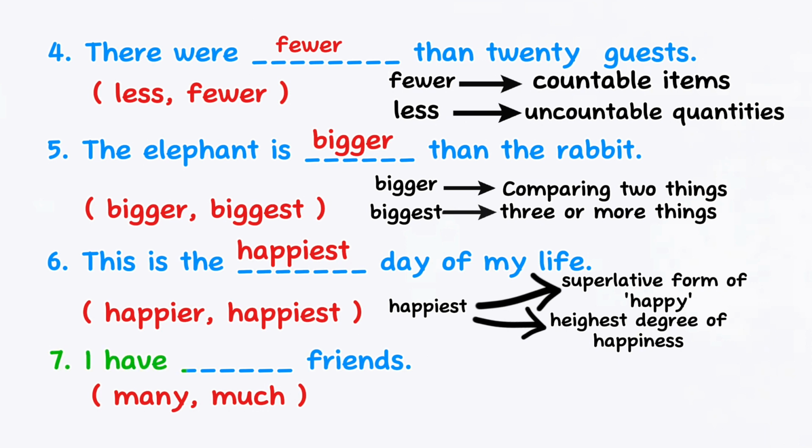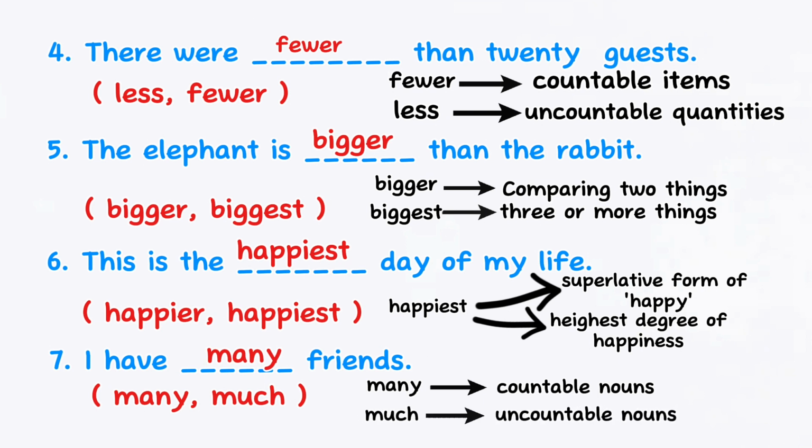I have blank friends. The choice is many, much. The answer is many. I have many friends. Many is used with countable nouns like friends. Much is used with uncountable nouns like water or time. Since friends is countable, many is the correct choice.